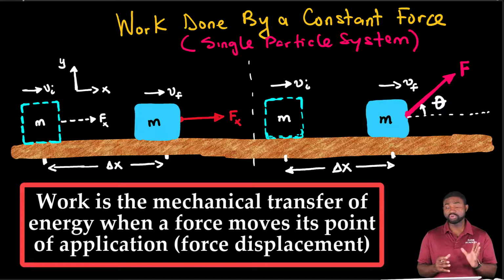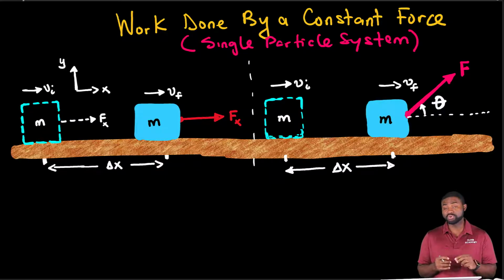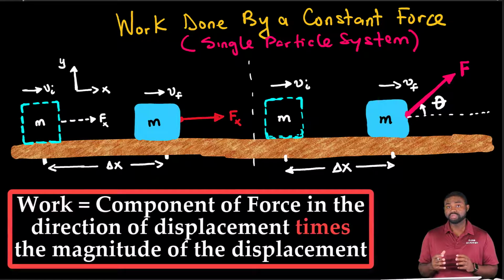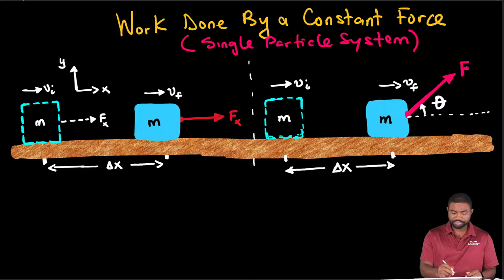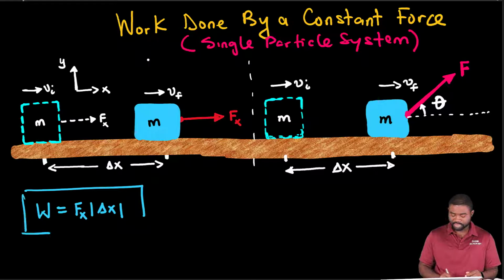So how do we calculate the work done by a force on a system? The work done by a force on a system is simply given by the magnitude of the force in the direction of the displacement of the point of application of the force and the magnitude of that displacement. In other words, work is equal to F in the direction of the displacement multiplied by the magnitude of that displacement. So this is the mathematical definition of work.